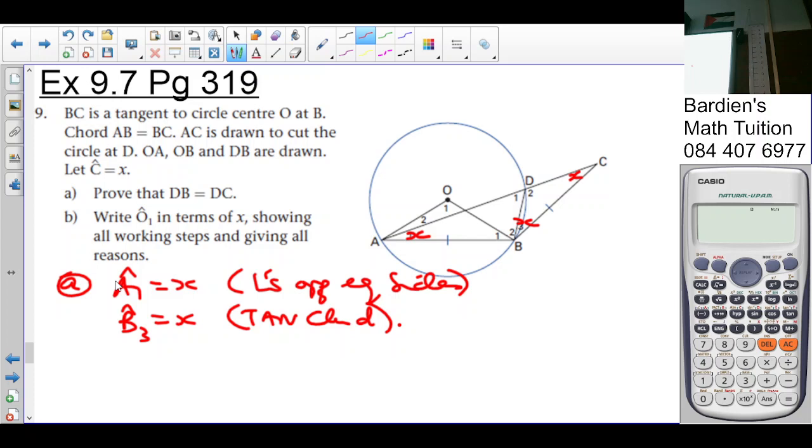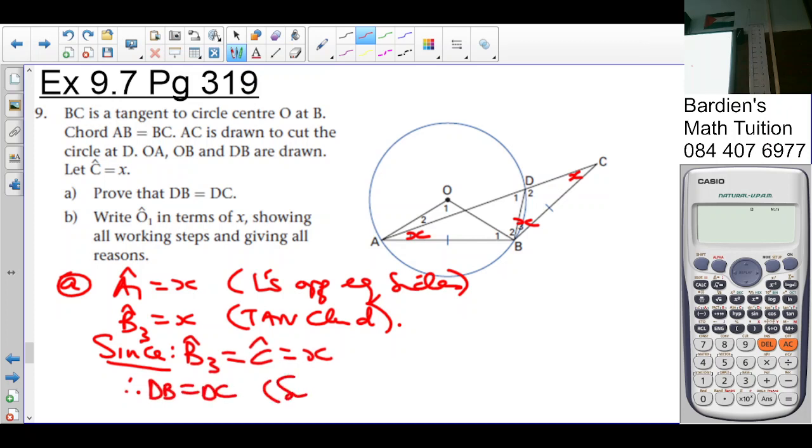Okay, so what can we say now? No, man, B3. Guys, B3 is equal to C, which is equal to X. Therefore, DB is equal to DC. Why? Sides opposite equal angles. DC and DB. Okay.